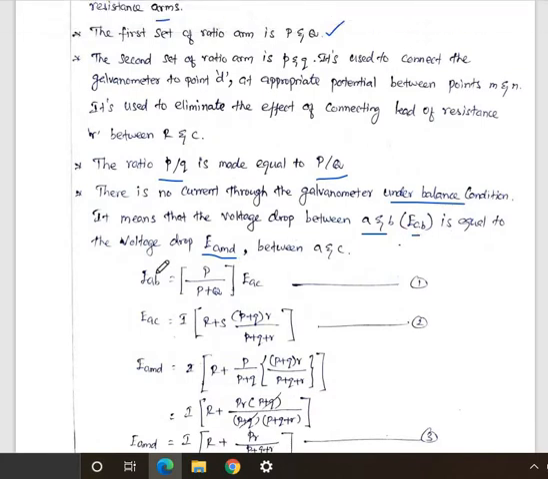So here we have to find out the value of EAB and EAMD. We can find out the value of EAB and EAMD in the balanced condition. At that time we have to calculate the value of the unknown resistance. So here EAB is equivalent to P by P plus Q into EAC.